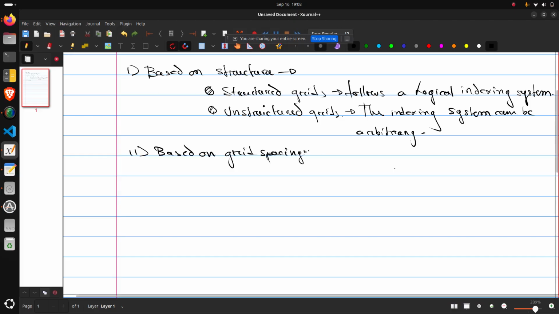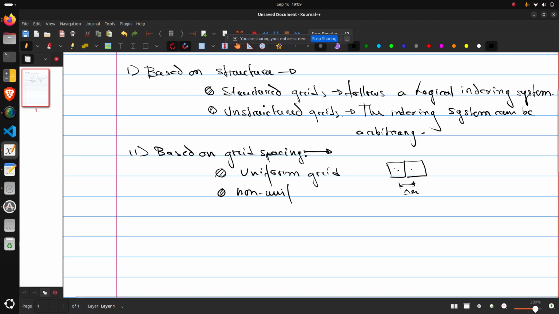Now based on grid spacing. So what is meant by grid spacing? It means the space between two grid points, right? So it can be uniform grids, that is each cell center will have the same delta x no matter what. But we can also have non-uniform grids, right?